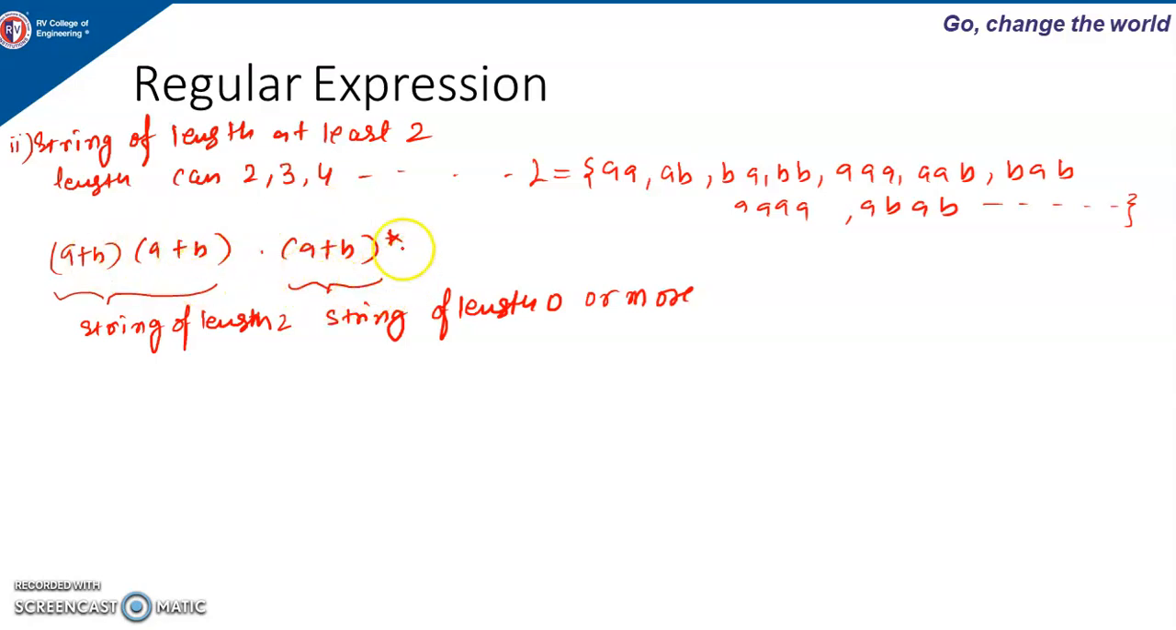When this becomes 4, this is 2, it will give a string of length 6. So at least 2 and any more than 2, everything will be accepted by this regular expression. So this will be the regular expression for strings of length at least 2.